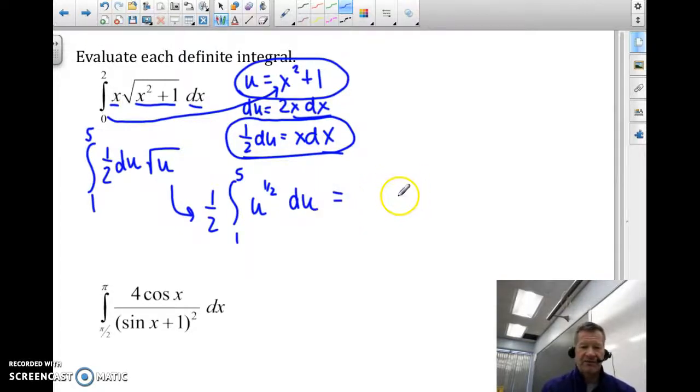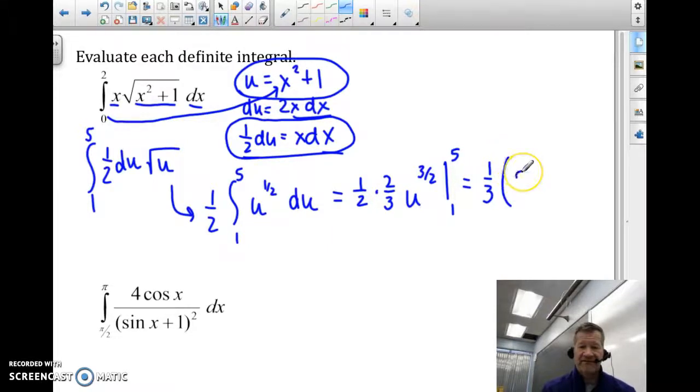The antiderivative of u to the 1/2 is u to the 3/2 times the reciprocal, which would be 2/3. And then, of course, I had this constant multiple of a half outside, and I want to evaluate this from 1 to 5. Now, usually with indefinite integrals, you would plug x squared plus 1 back in place of u. I don't have to do that because I've changed my x values into values of u, so I can leave it like this. So multiplying a half times 2/3, I get 1/3.